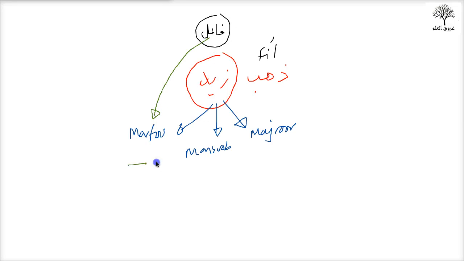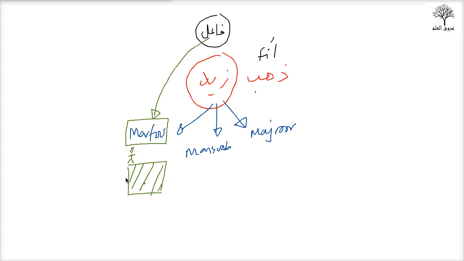So imagine marfu is a box, and it has members of the family in there. One of the members of the marfu family is every single fa'il. In other words, in the Quran or in Hadith or any Arabic text, if you find a doer of a verb, then immediately that doer comes under the marfu family. So we're going to classify it as marfu.